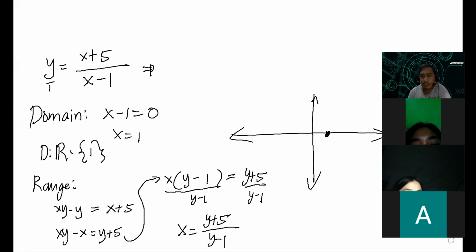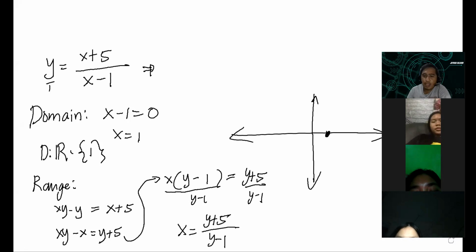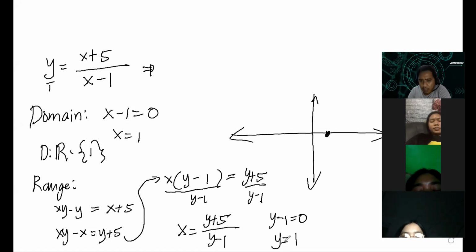Yes, sir. So in this case, you can now determine for what value your y is undefined. Of course, you get the denominator and you equate it to 0. It will only be undefined when y is equal to positive 1, because when y is positive 1, this becomes 0. So your range here is all real numbers except 1.